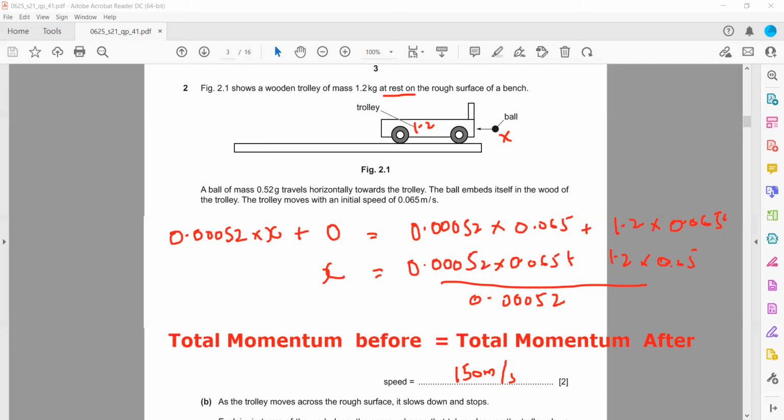So whenever two objects collide with each other, you will always use the conservation of momentum, and the total momentum before the collision will always be equal to the total momentum after the collision.